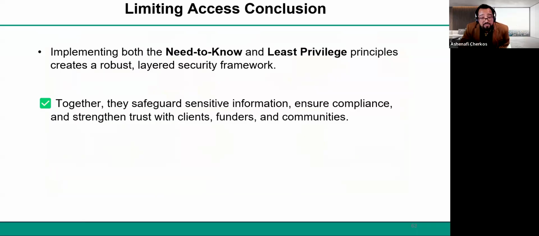So to wrap up, implementing both the need to know and least privilege principles creates a strong layered approach to data security. These two principles complement each other: need to know ensures staff access only the information necessary for their role, while least privilege limits how much they can do with the information. Together, they reduce opportunity for error, misuse, and breaches. The key message here is that limiting access thoughtfully not only safeguards information, but also reinforces accountability and integrity across the organization.